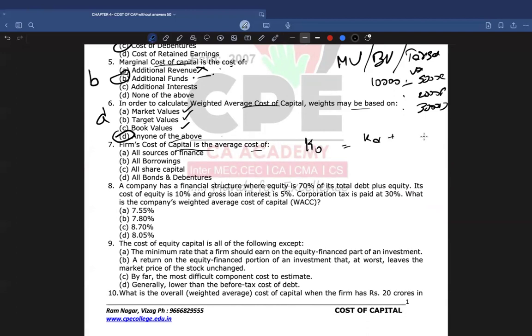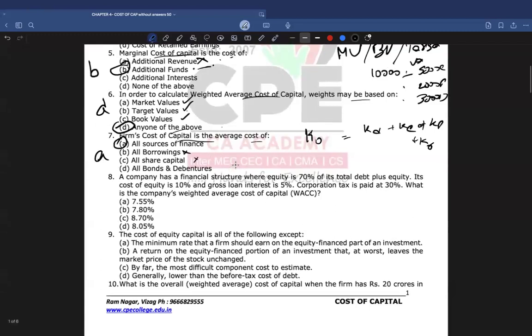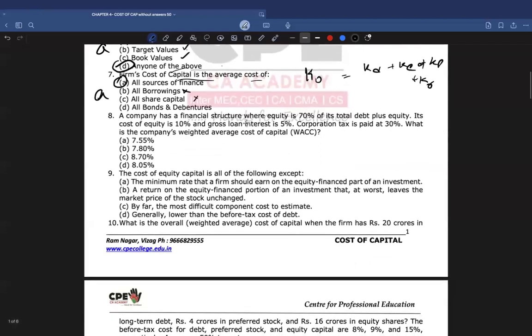Firm's cost of capital is the average cost of, so cost of capital KO, this represents మీ KD ఉంటుంది, కేఈ ఉంటుంది, కేపీ ఉంటుంది, కేఆర్ ఉంటుంది, సో ఎవ్రీథింగ్. సో అందుకని ఆల్ సోర్సెస్ ఆఫ్ ఫైనాన్స్. సో ఏ ఓన్లీ బారోయింగ్స్ కాదు, ఓన్లీ షేర్ క్యాపిటల్ కాదు, ఓన్లీ డిబెంచర్స్ కాదు, సో ఎవ్రీథింగ్. సో ఏ.